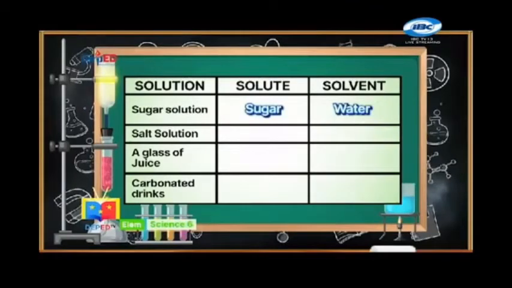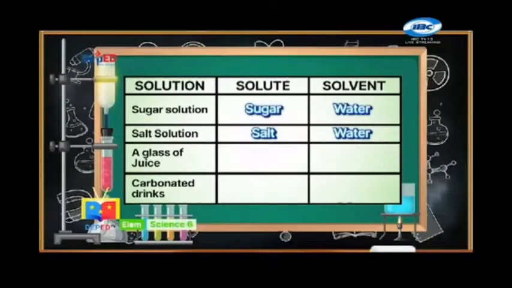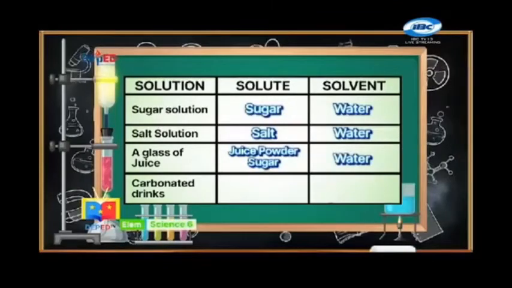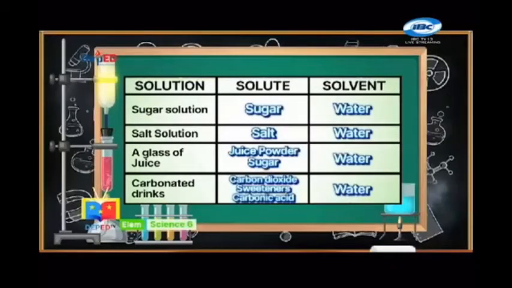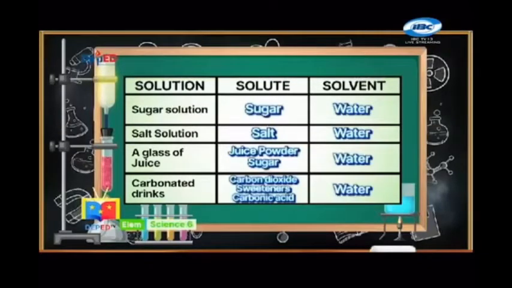In the salt solution, what is the solute and solvent? The correct answer is salt as the solute and water as the solvent. What is the solute and solvent in the glass of juice? Excellent! Juice powder and sugar are the solutes and water is the solvent. Lastly, what is the solute and solvent in carbonated drinks? Correct! Carbon dioxide, sweeteners, and carbonic acid are the solutes, and the solvent is water.